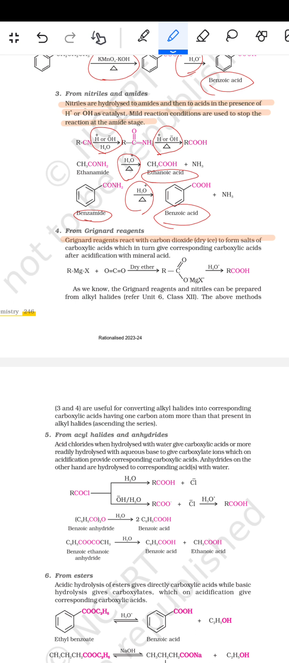From the Grignard reagents: they react with carbon dioxide (dry ice) to form the salts of the carboxylic acid, which in turn give the corresponding carboxylic acid after acidification with the mineral acid.